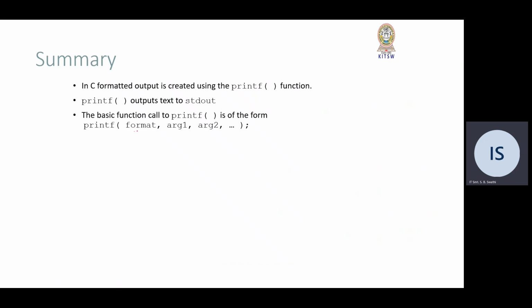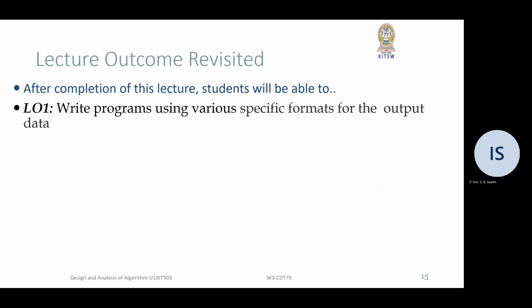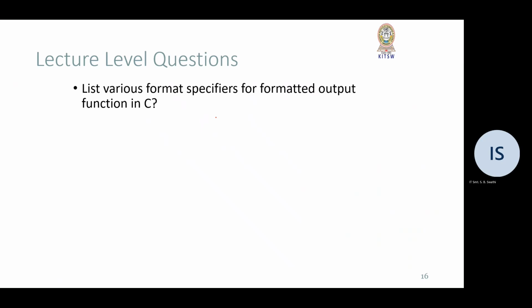So, summary: we have seen the different format specifiers. We have seen the table also for each and every data type, how to use the printf statement. Lecture outcome: after completion of this lecture, you will be able to write programs using various specific formats for the output data. And this is the lecture level question, students: list various format specifiers for formatted output function in C.